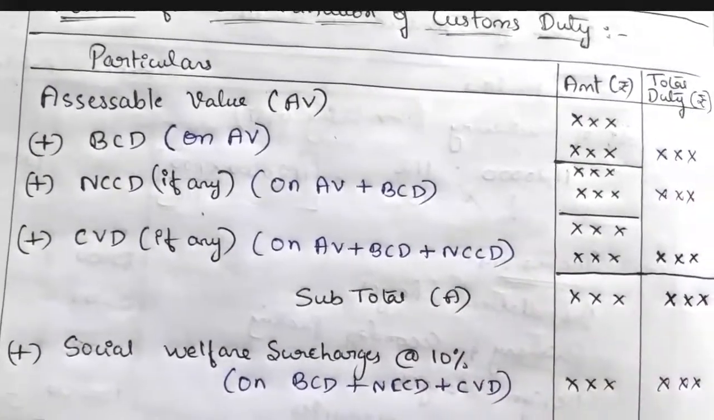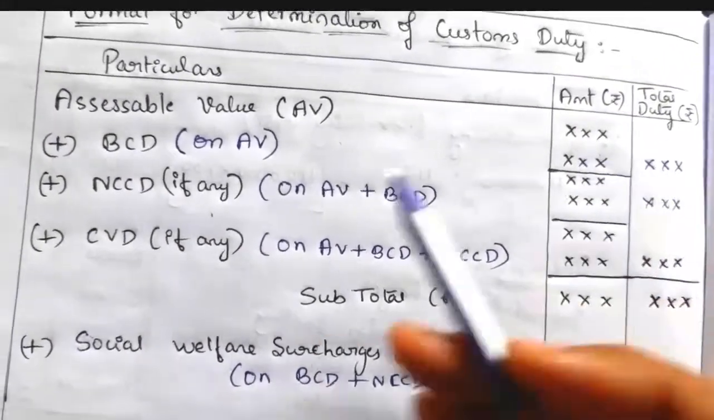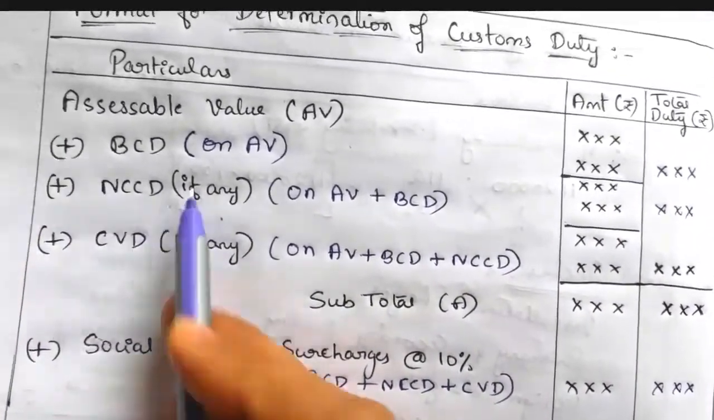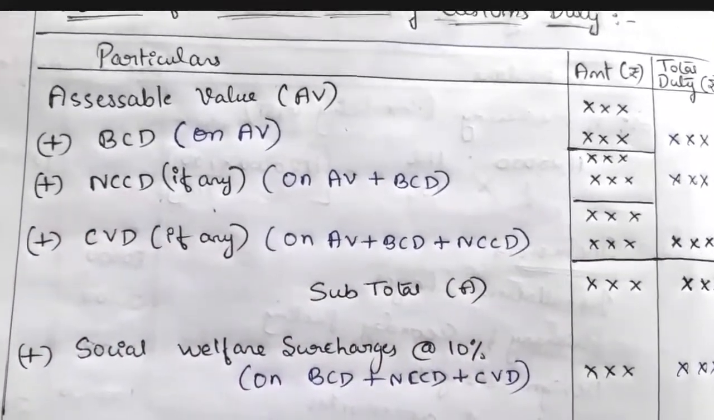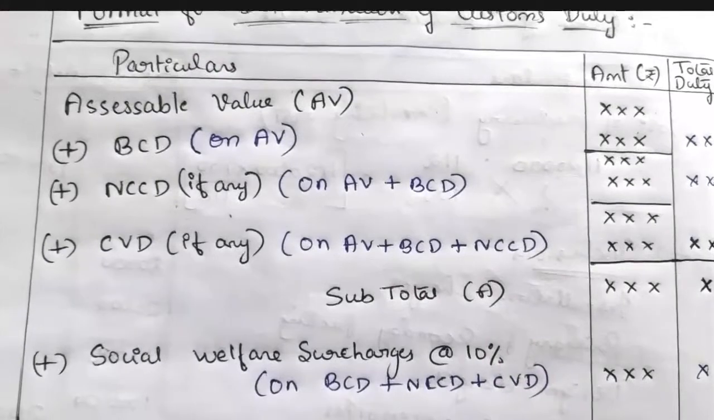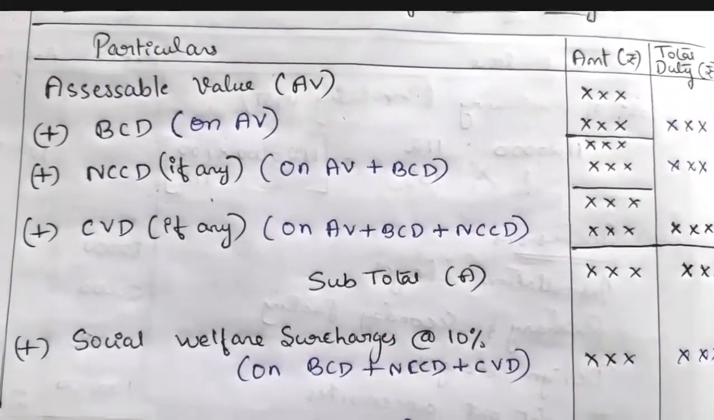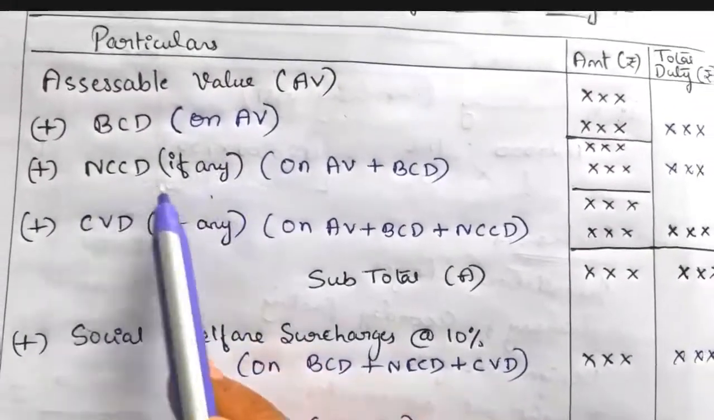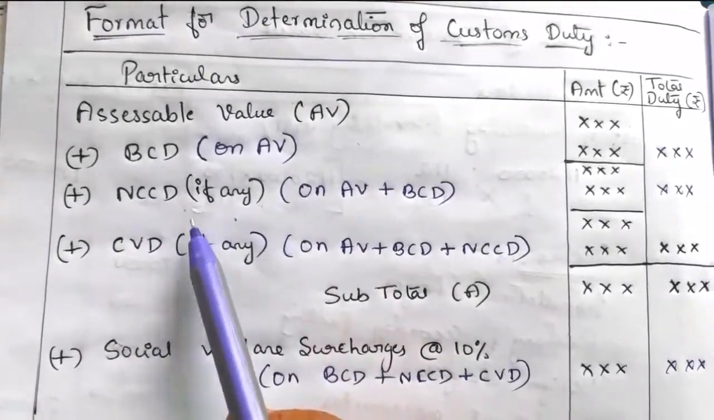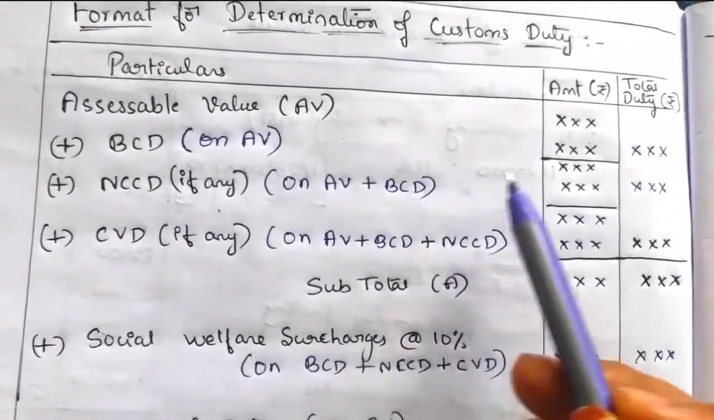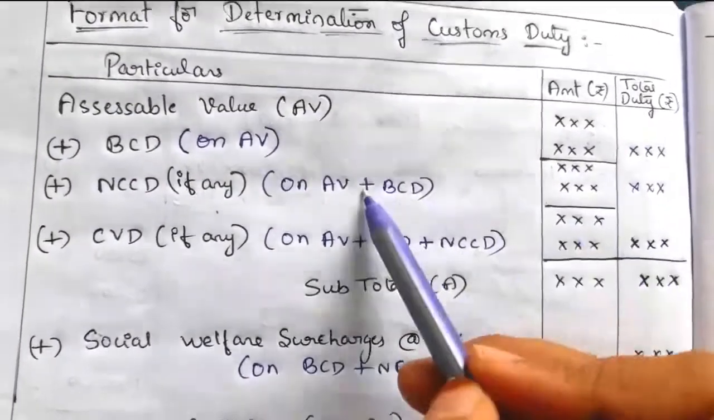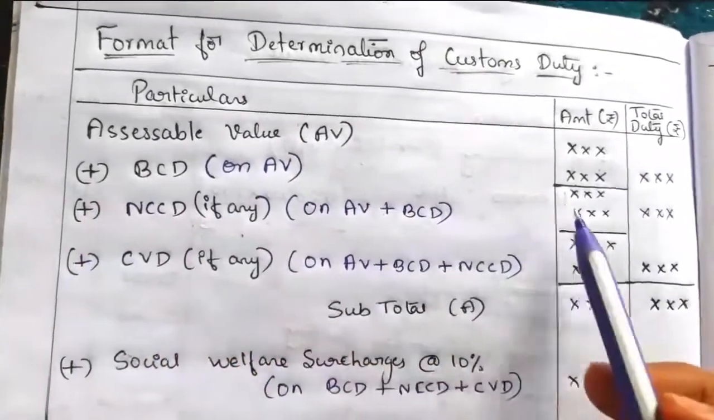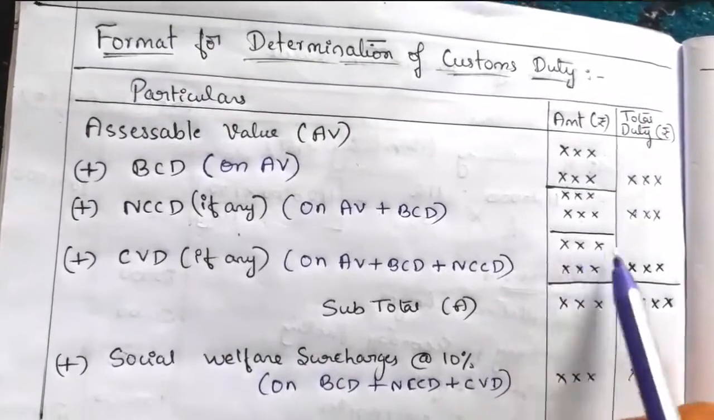Next, after adding the assessable value and BCD, the next duty levied is NCCD. NCCD is nothing but the National Calamity Contingent Duty. It is a tax or duty levied on some of the imports, like pan masala, tobacco, or cigarette products. So if there is such an import, then only the NCCD will be levied. This NCCD is levied on the assessable value and BCD, meaning on this total value. So again we add the NCCD, and we get one value.